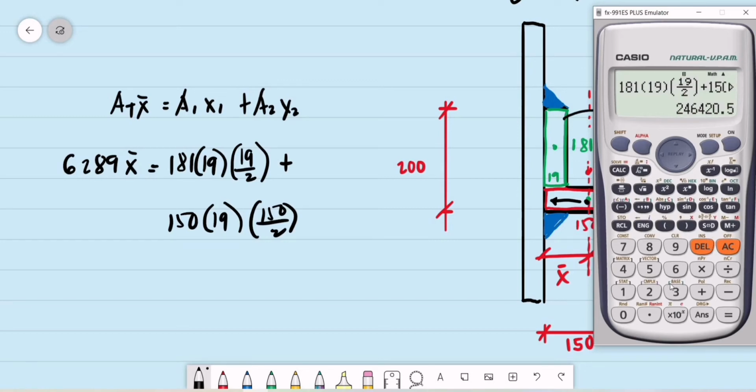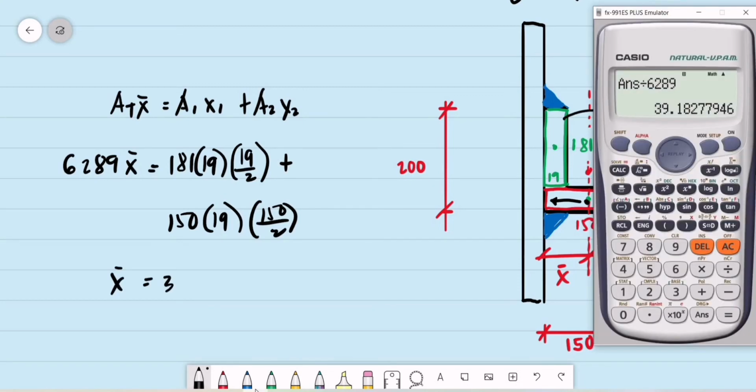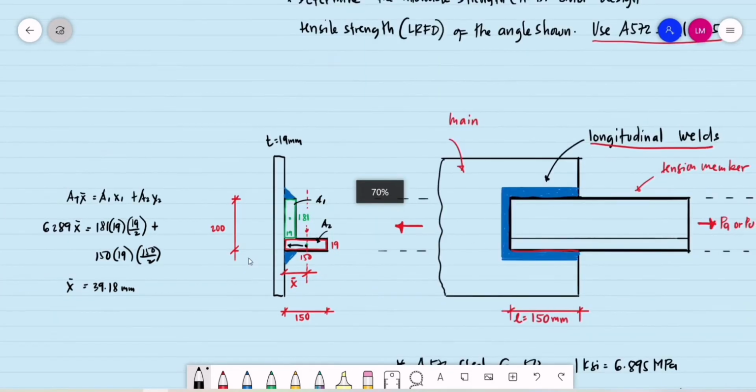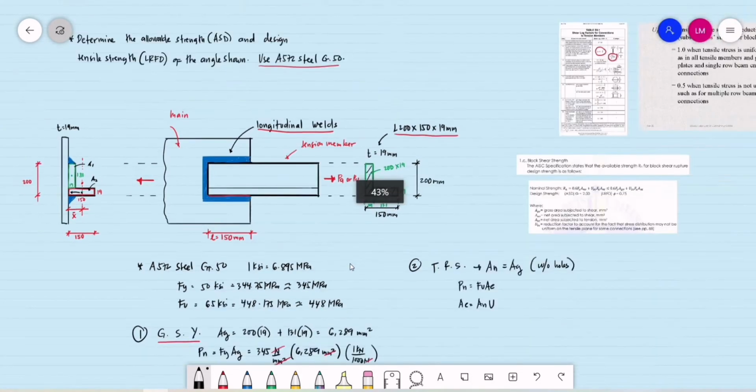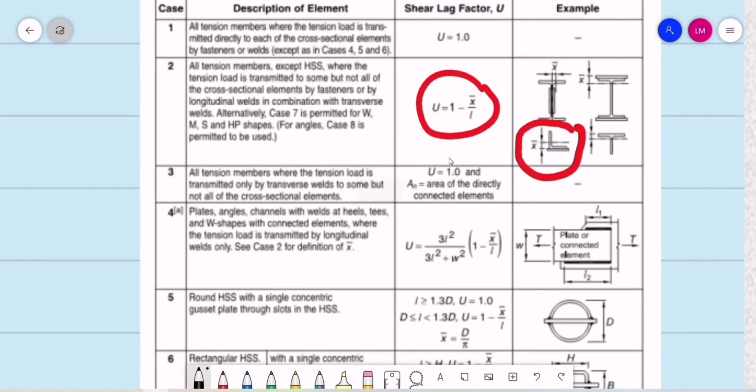Okay, then this value is to be divided by the total area, 6,289. That is 39.18. Let's say the value of bar x is equal to 39.18 millimeters. Okay, so we now have the value of bar x. So again, this type of connection for the shear lag factor will fall on case number 2.